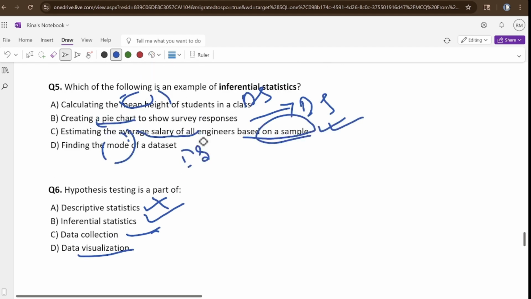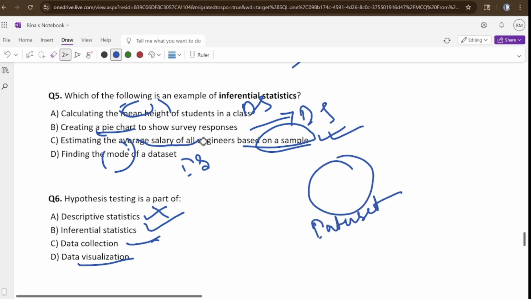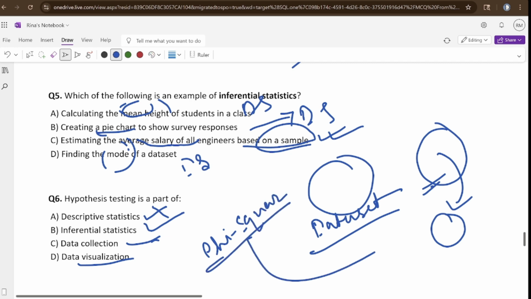Okay, so I hope this is completely clear. In descriptive statistics, you consider the complete data set. You calculate mean, median, mode, different kinds of charts and graphs. But in inferential statistics, you take a sample from the population and then you are trying to predict the population. Okay, and different things like chi-square, ANOVA test, F-test, p-value, all these things come under inferential statistics. We will do MCQs and understand these concepts also.